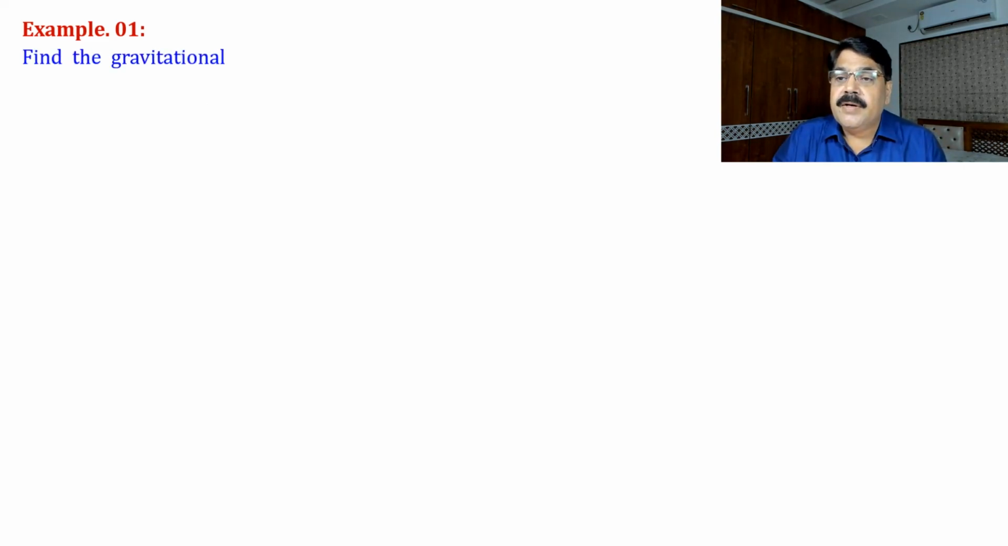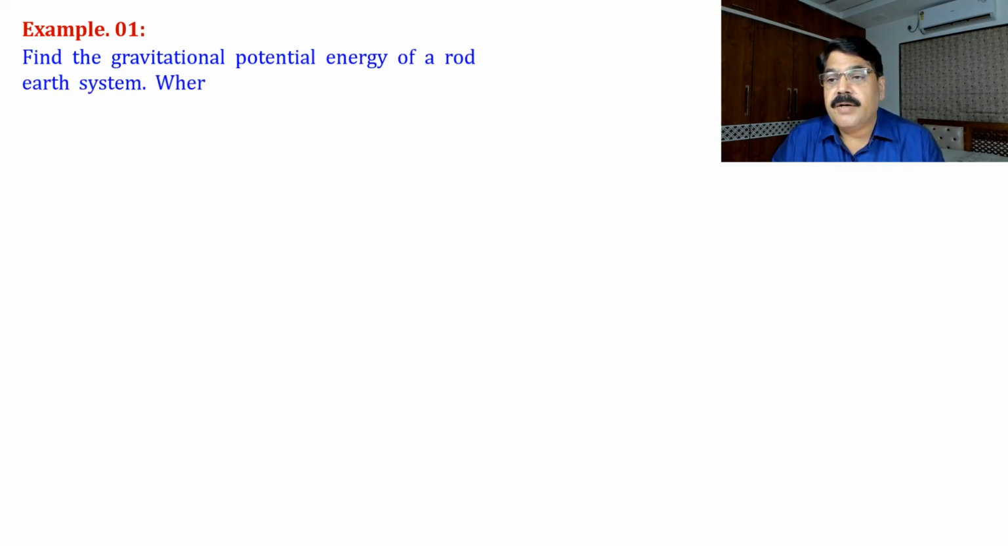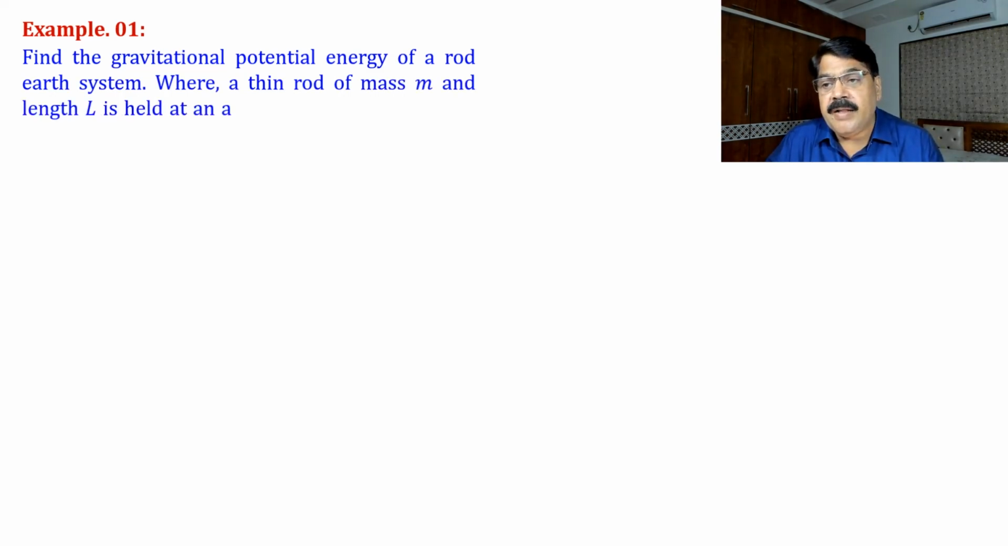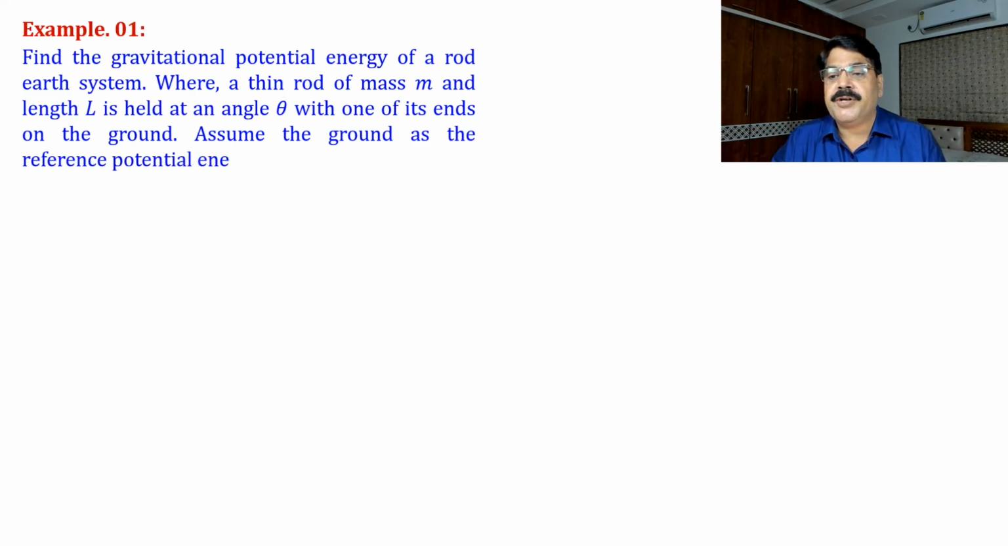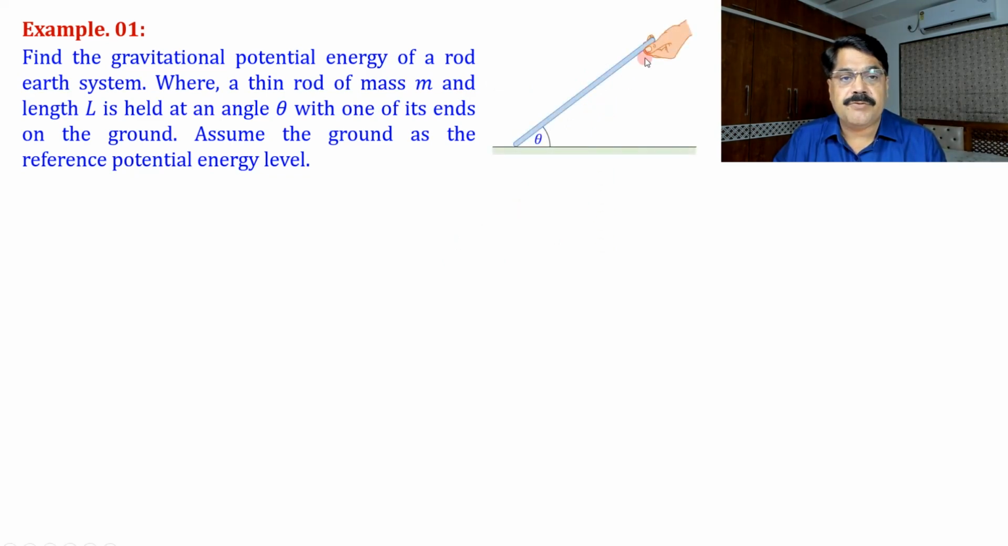Find the gravitational potential energy of a rod-earth system where a thin rod of mass m and length L is held at an angle theta with one of its ends on the ground. Assume the ground as the reference potential energy level. It means when some particle is at the ground, its potential energy we assume 0. So that was the situation given here.